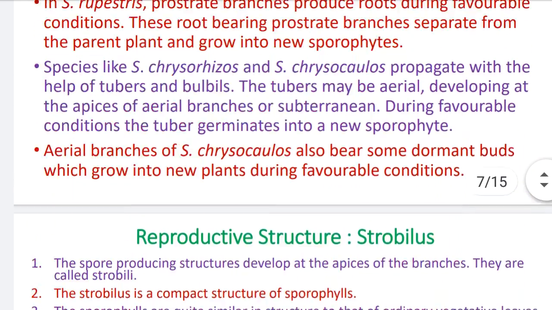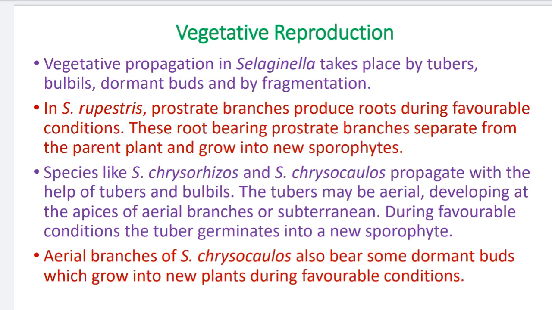So in this way, vegetative reproduction is over. Now we can stop, and in the next lecture we will observe the strobilus and its further details.